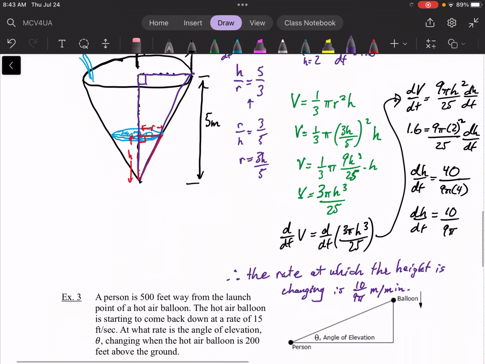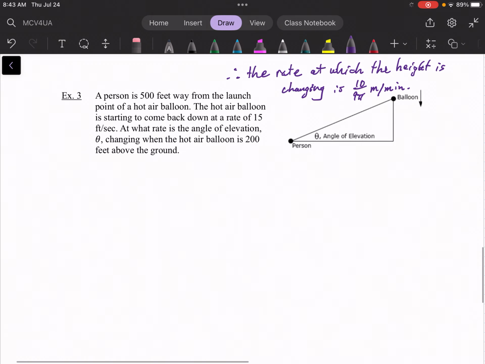Okay, let's take a look at our last example here. A person is 500 meters away from a launch point of a hot air balloon. The hot air balloon is starting to come back down at a rate of 15 feet per second. At what rate is the angle of elevation changing when the hot air balloon is 200 feet above the ground?